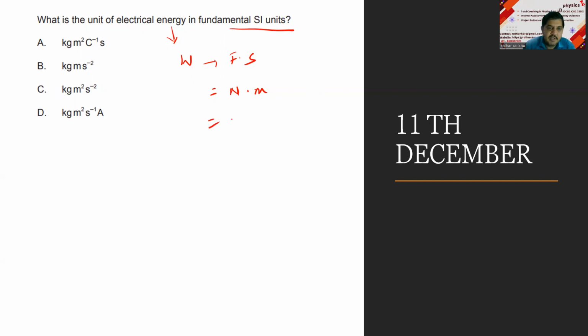So what is Newton? Kg meter per second square. Why kg meter per second square? Because this is mass, this is acceleration. And this is meter once again. So this should be kg meter square per second square. Most of them had written something else as the answer, which is incorrect. Because the moment you say electrical energy, you always think that there should be a coulomb or an ampere, which is incorrect. Every energy, whether it is electrical energy, thermal energy, or nuclear energy, the moment you say it's energy, it should have this as its SI unit.